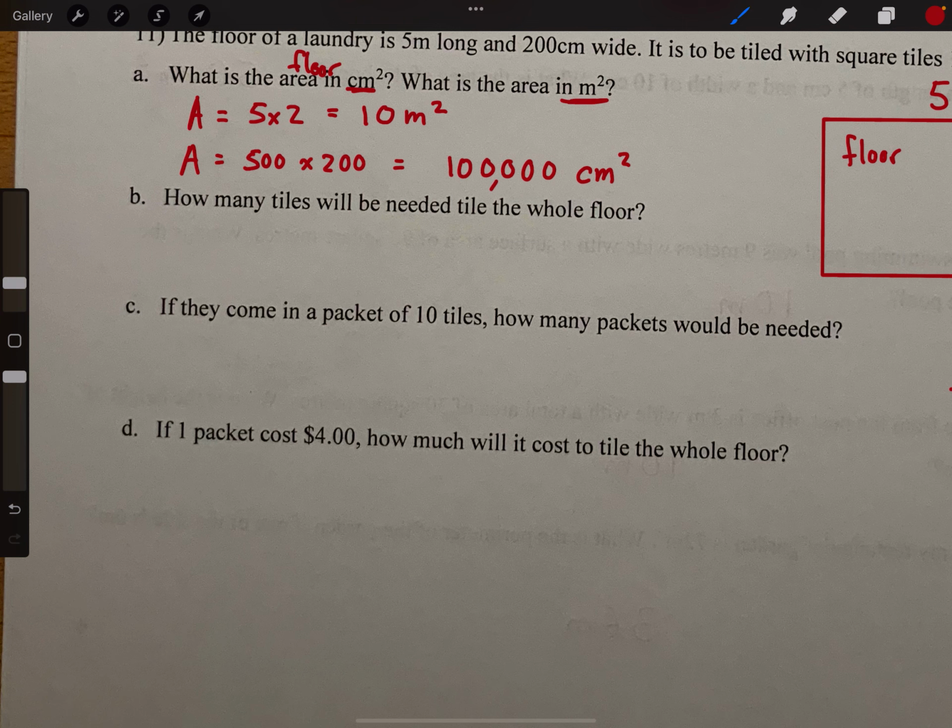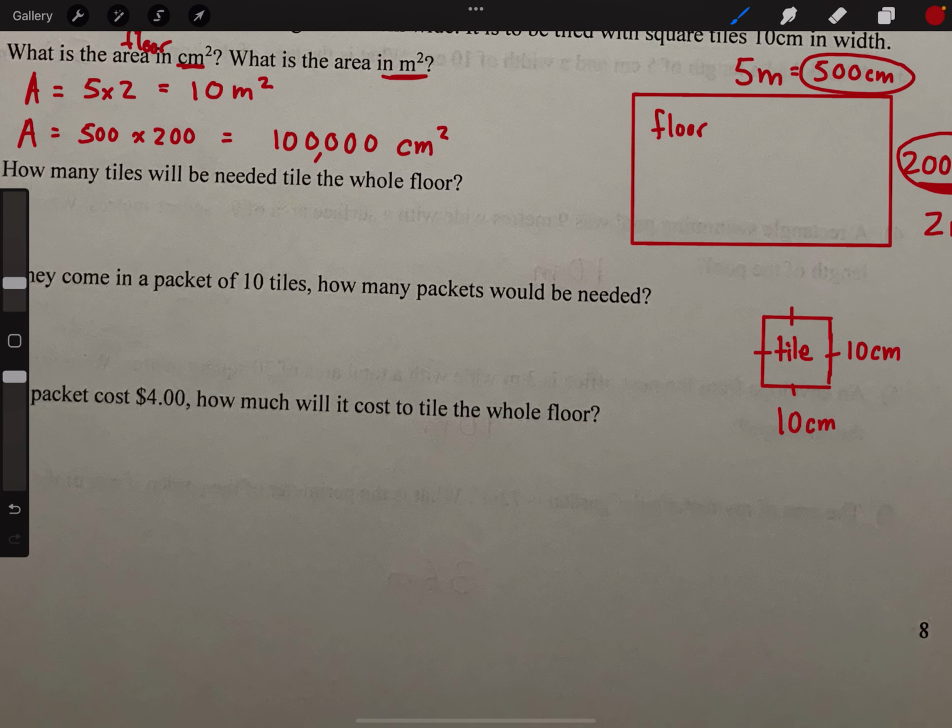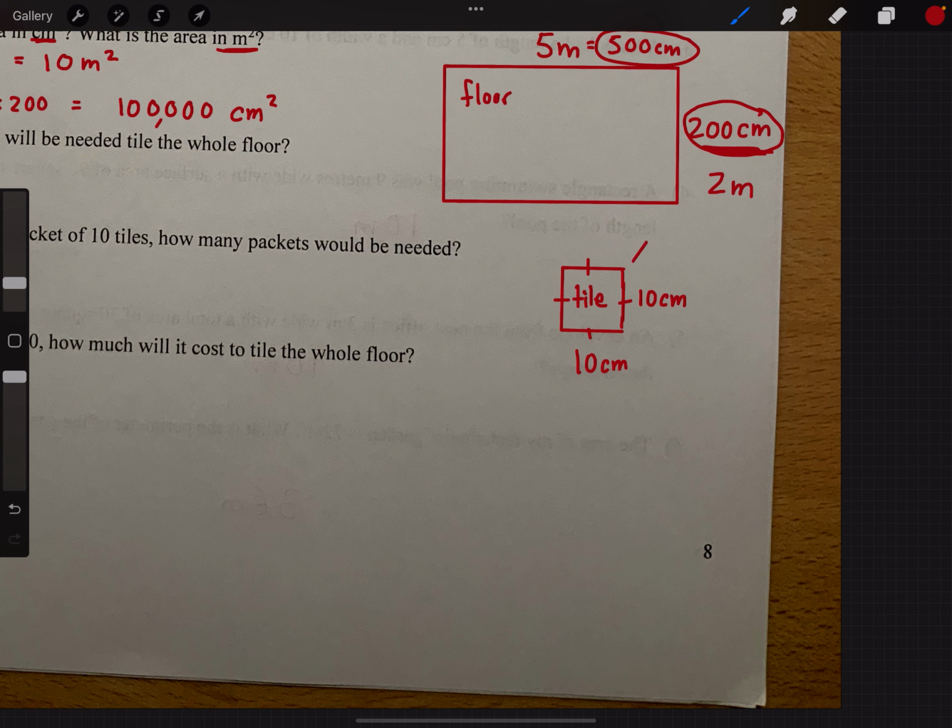How many tiles will be needed? Tile the whole floor. That sentence didn't make much sense, but basically it says how many of these tiles will be required to fill this whole floor. So the way we do that is we need to know the area of the floor. The area of the floor is 100,000 centimeters squared. What's the area of the tile?